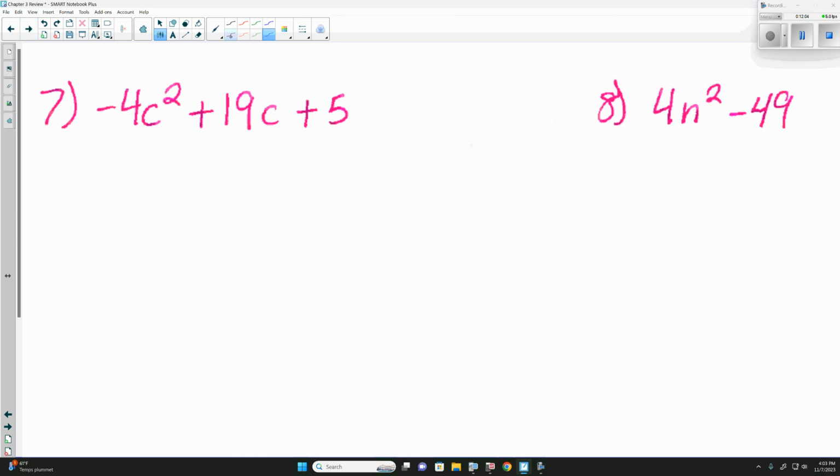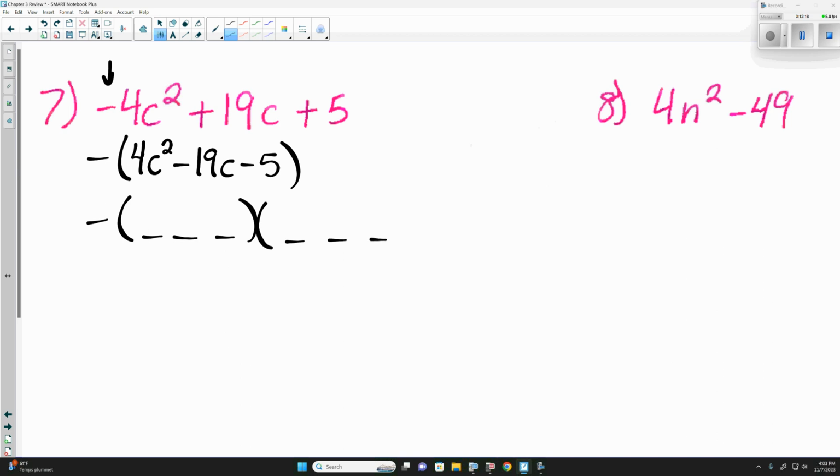Number 7, again, greatest common factor first. There is not one, but because the first term is negative, we're going to factor it out to make this easier to work with. And since that was the only greatest common factor, we'll do our two sets of parentheses with three spaces and then look at our signs. Since the third term is negative, our signs are opposite. If the third term had been positive, the signs would have been the same and matched the sign of the middle term. Now our factors of 4c squared, well, we will have c and c for c squared.